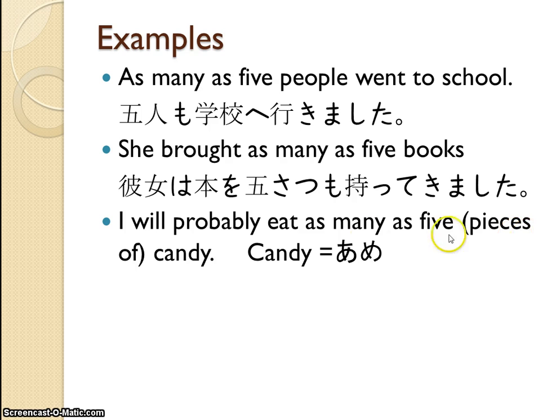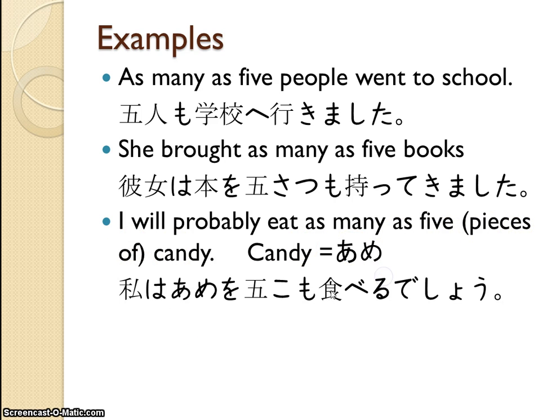So pieces of candy, we're not going to express, so I put parentheses in there. So in this case, ame is candy. 私は飴を5個も食べるでしょう. Once again, it's a prediction because it's probably, so you use でしょう. Don't forget, you use the short form for this one.